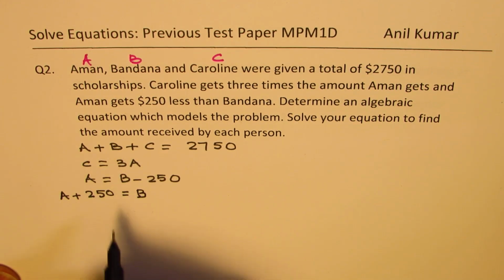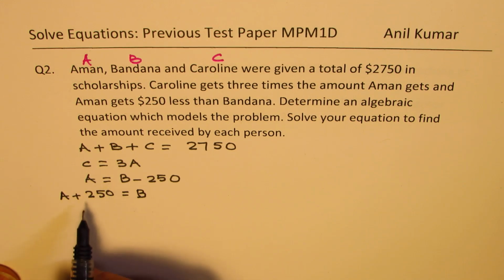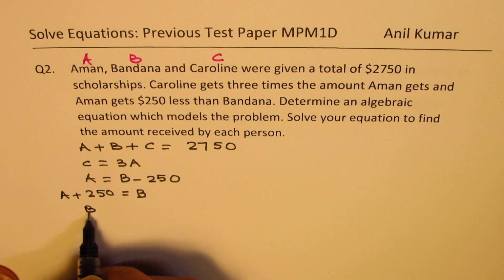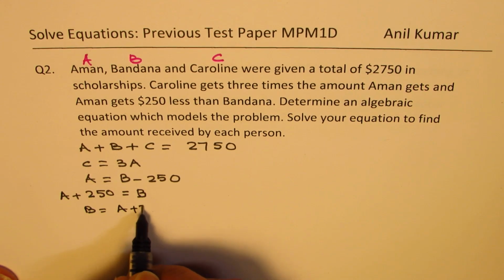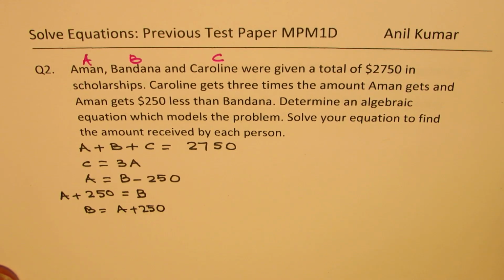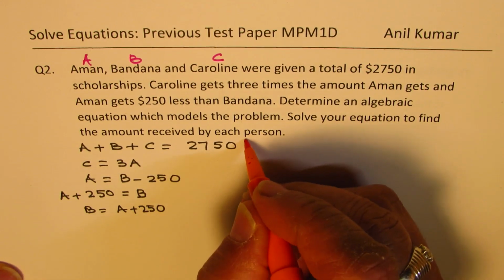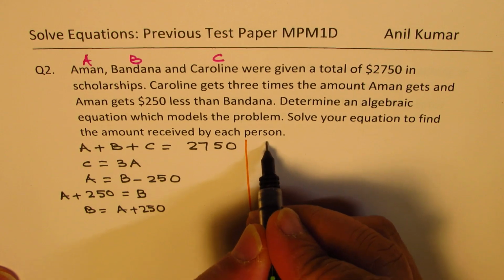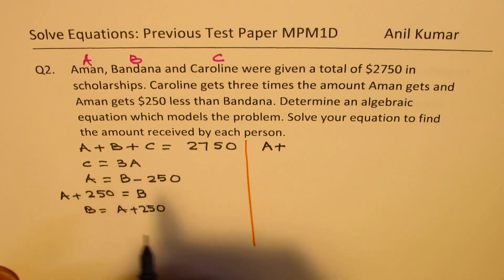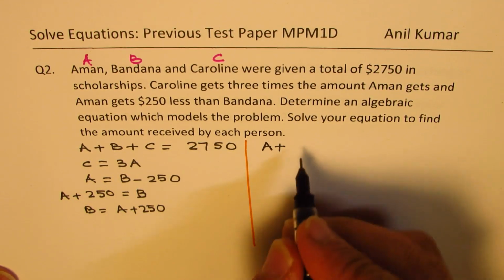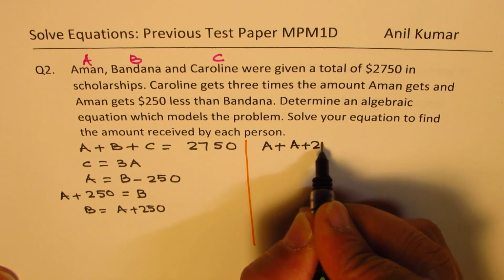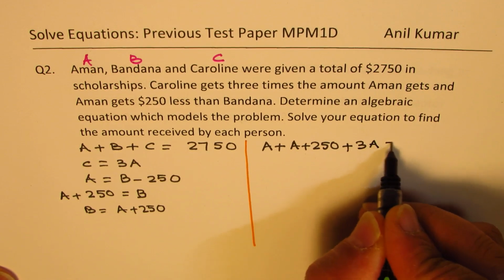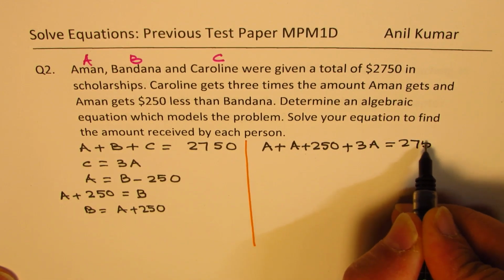So basically, I got everything in terms of A, right? C is 3A, A is A, and B is A plus 250. Does that make sense to you, right? So now we'll rewrite our equation. We can say A plus B plus C, where B is A plus 250, plus C, which is 3A, is equal to 2750.